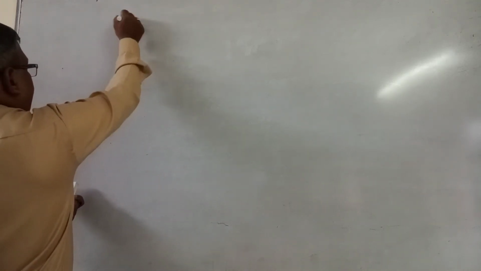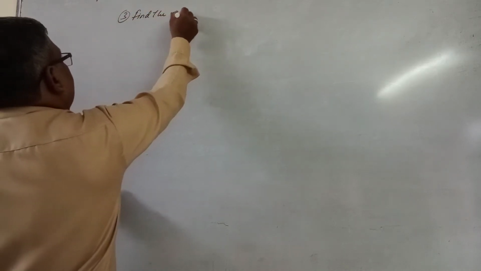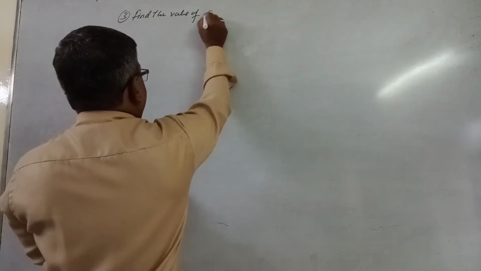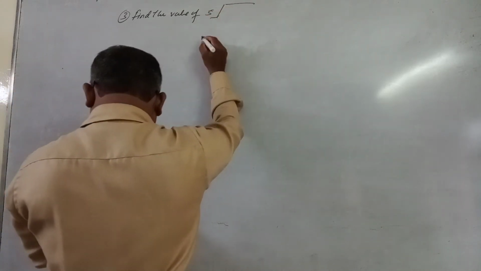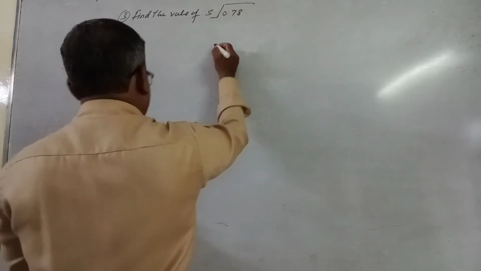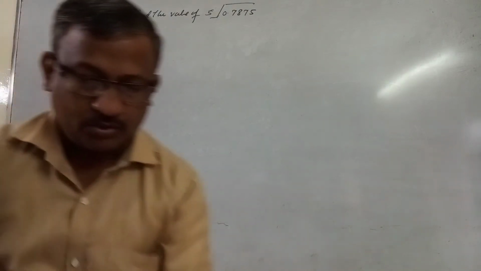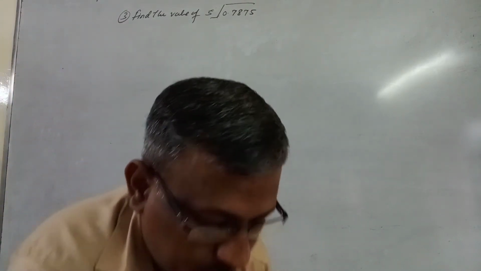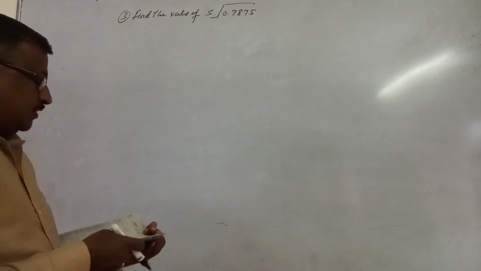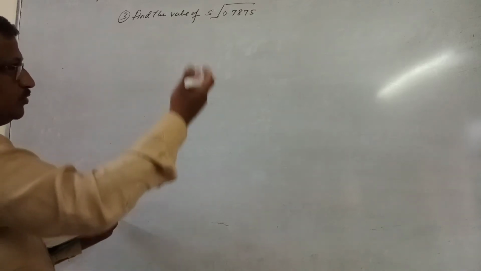Problem number 3. Find the value of the fifth root of 0.7875. This is important because here the characteristic will come out negative. So when the characteristic comes out negative, how do we divide?